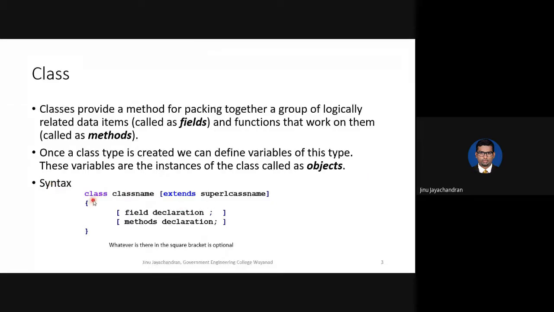So the syntax is class, class name. You can have extends superclass name, which is basically for inheritance, without the square brackets. Then there is a starting bracket, a closing bracket, and then you can have the declaration of variables, which is called field declaration, without the square brackets, and method declaration, without the square brackets.